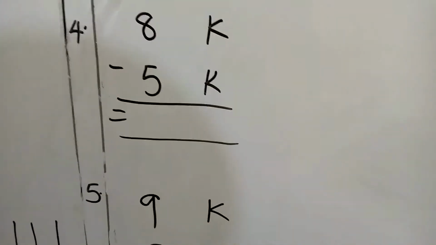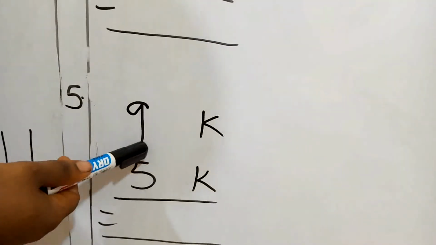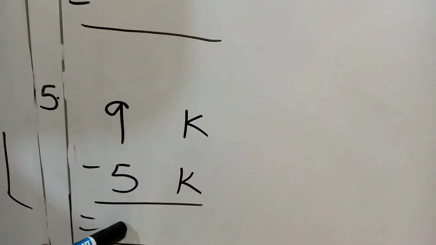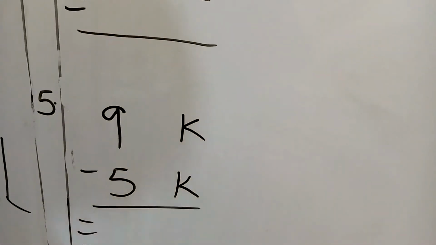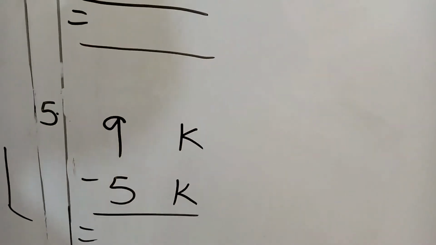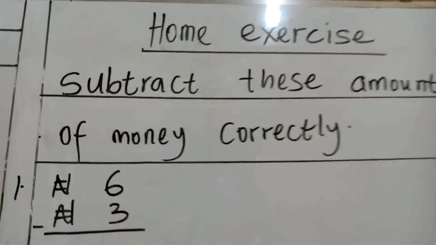Okay? Now, lastly, 9 kobo, take away 5 kobo. You're going to take away 5 kobo from 9 kobo and write your answer here and then your symbol here. Okay? Make sure you use your strokes and count it perfectly. Don't make any mistake. When you realize there's a mistake, hastily correct yourself and give me the correct answer.